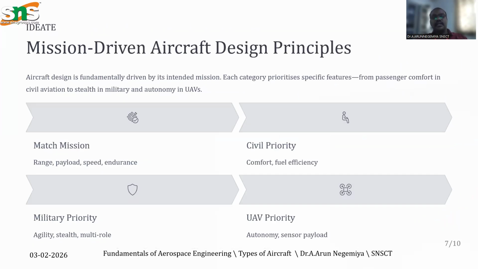And next one is mission-driven aircraft design principles. Here we categorize four categories. First is match mission. Here range, payload, speed, and endurance come under the match mission. For civil priority, they mainly focus on fuel efficiency and passenger comfort. Next is military priority: agility, strength, stealth, and multi-role. For UAV priority, the main focus is autonomy, sensors, and payloads.